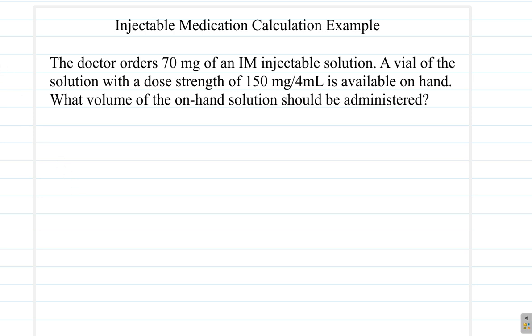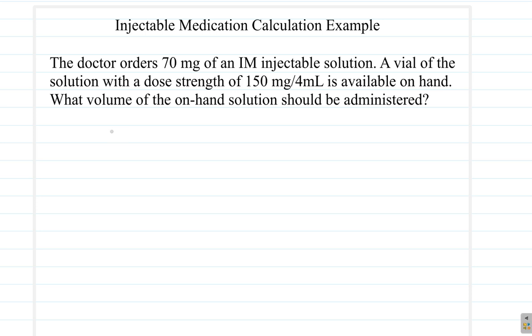Alright, let's see. This is 150 milligrams out of every 4 milliliters. Now, you could divide 150 by 4 and find out how many milligrams per 1 milliliter there is. That's one way you could do it. But let us look at just using ratio to do it.